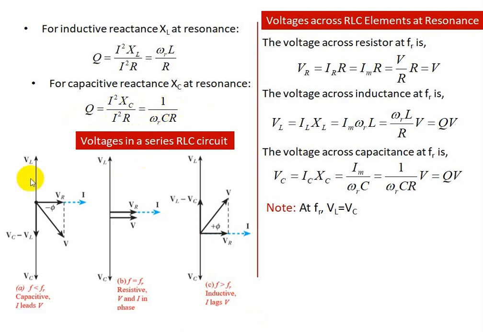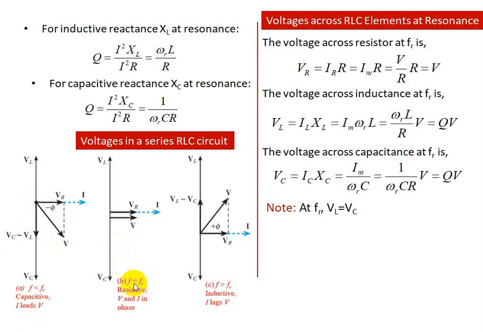Voltage in a series circuit. We will see the phasor diagram for three cases. One is below fR. When the frequency is below fR, the circuit will behave like a capacitive circuit. Current will lead the voltage. So VL minus VC will be negative. Therefore, this phasor is drawn downwards, and this horizontal phasor is VR. The vector addition of these two phasors gives the resultant voltage, which is nothing but the supply voltage in the circuit. And phi is the phase angle between this VR phasor and the resultant vector V.